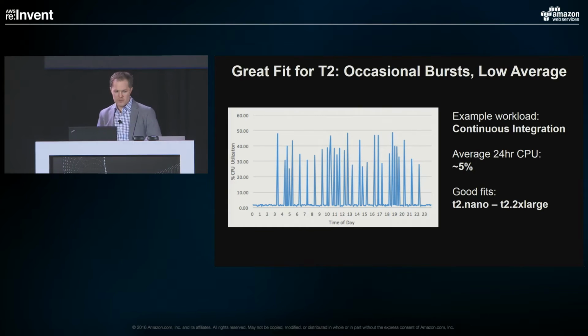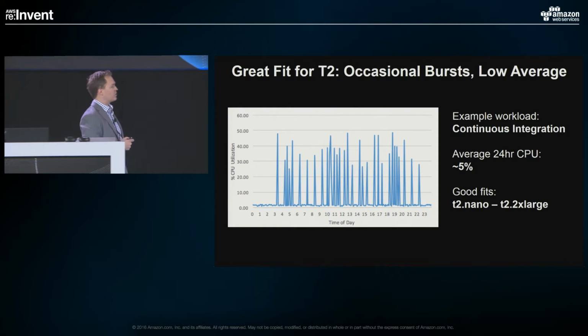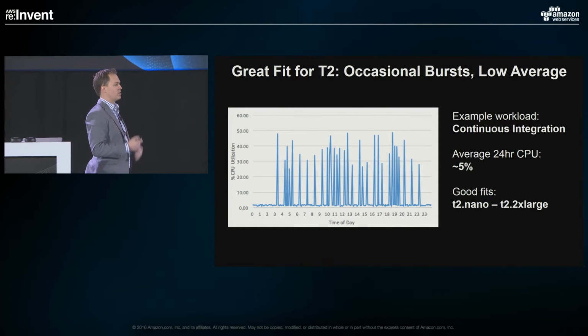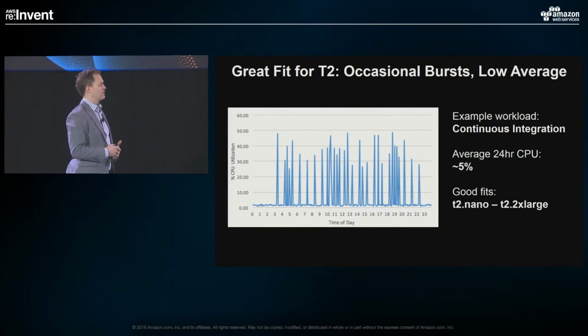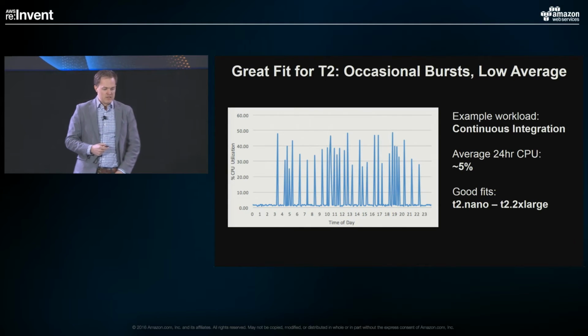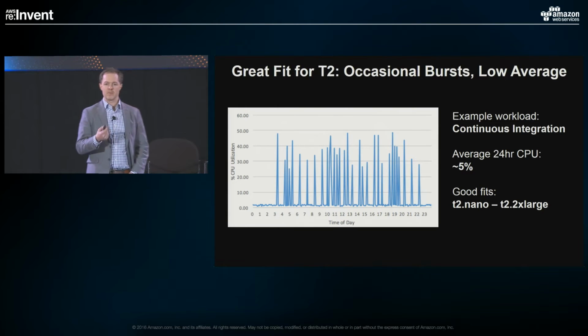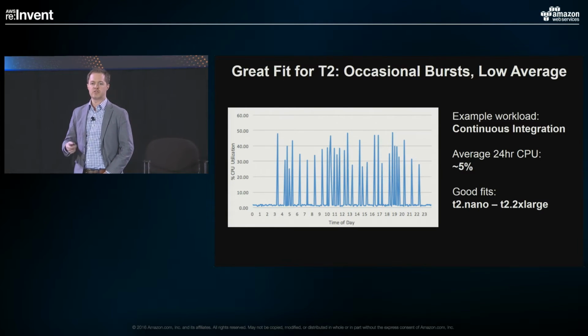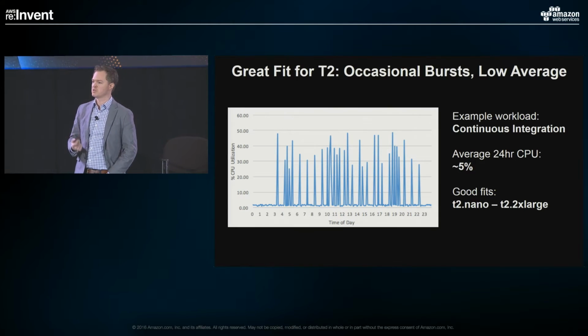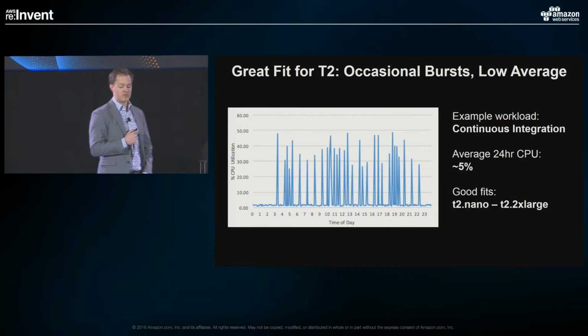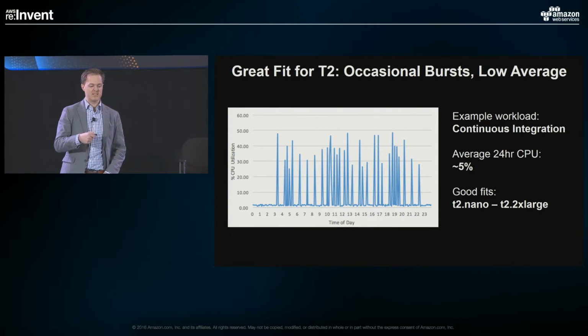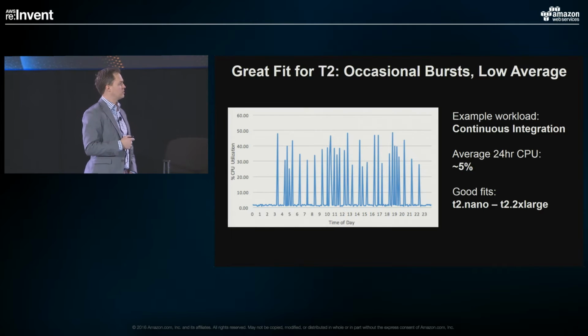Okay, so let's look at a few of the examples of where this can make sense and the kind of workloads that are really going to fit well. The first one is occasional bursts with a low average. One of the examples I like to talk about here is continuous integration servers and build servers and that sort of thing. And we've seen a lot of usage of T2s in these kinds of workloads.